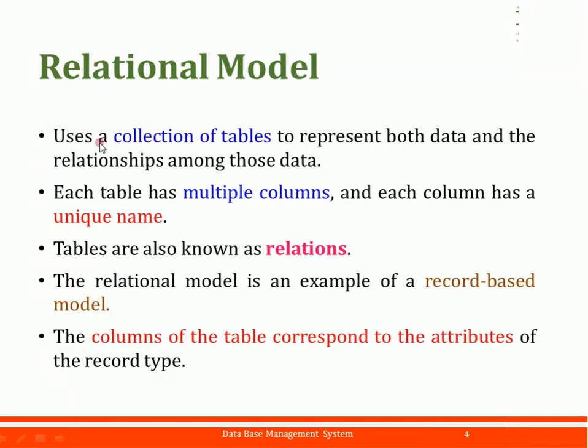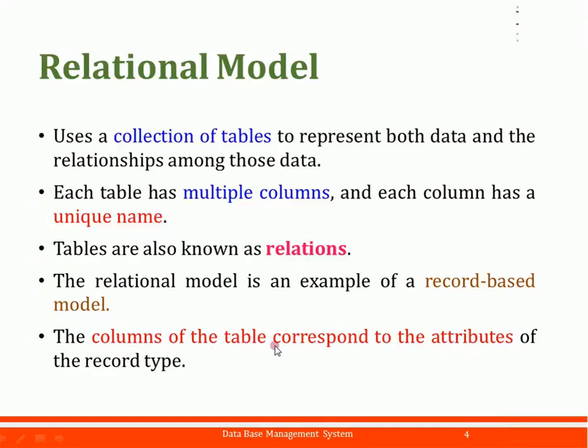A relational model uses a collection of tables to represent both the data and the relationship among the data. So we are going to have several data tables, and the data is stored in these tables, and each table has multiple columns, and each of these columns has a unique name. The tables are also called relations in a relational model, and the relational model is an example of a record-based model, and hence relations are also called records.